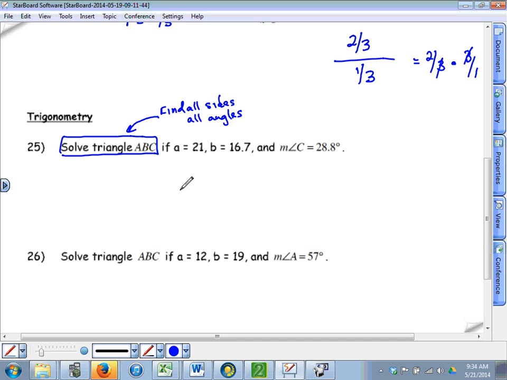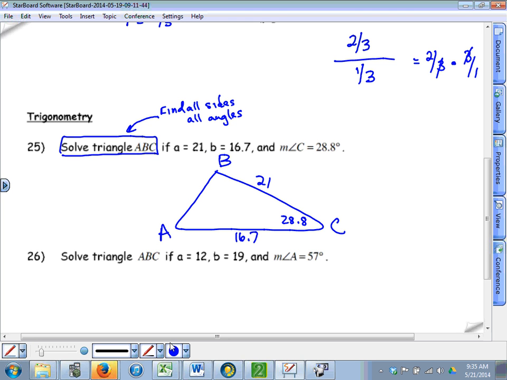It would really help, especially since it's been a while, just to draw a triangle. It doesn't matter the size. This is not a right triangle, so just draw some kind of a random triangle. Label the vertices. It says that angle C is 28.8. Do you remember how we had to label these? If I put angle A right here, that determines where side a goes. Opposite. So this has to be 21 opposite there. Side b has to go opposite angle B, so this is 16.7.